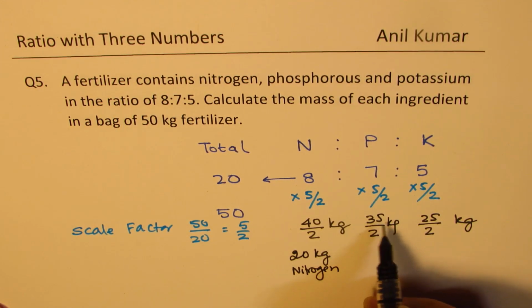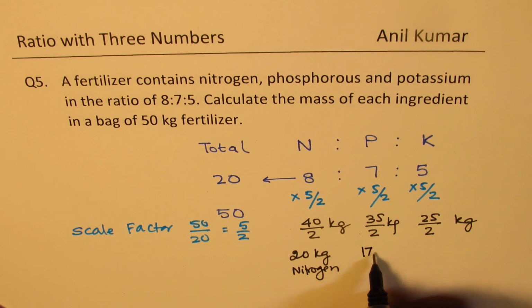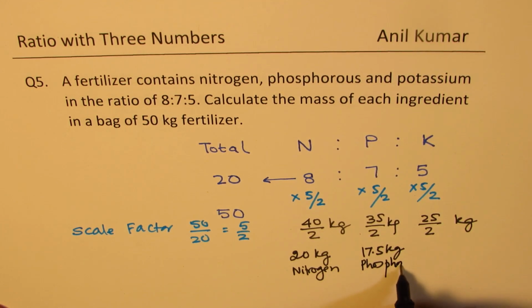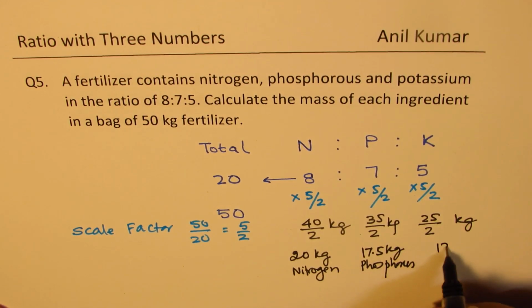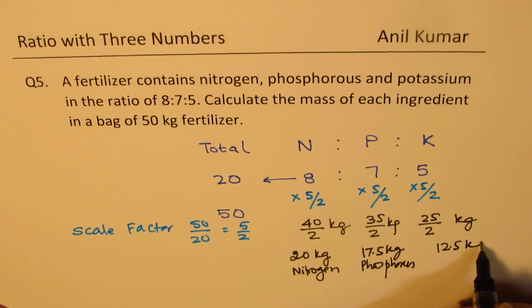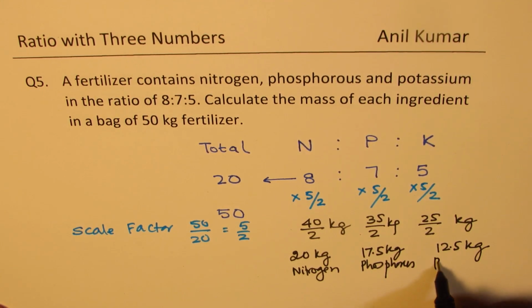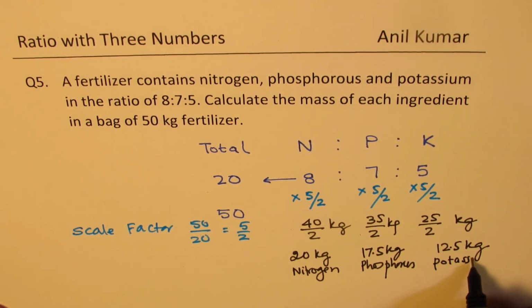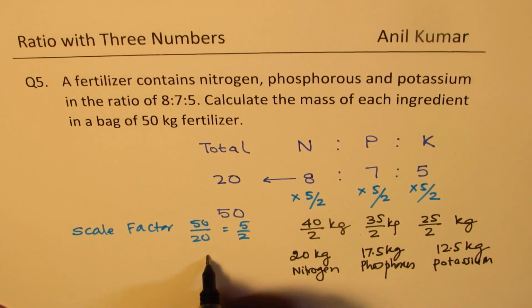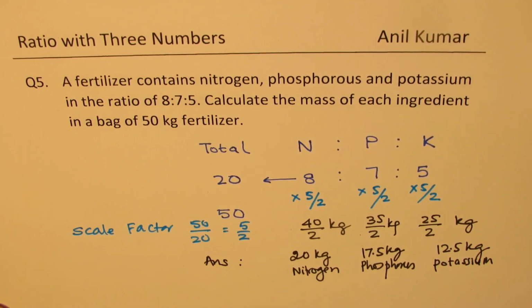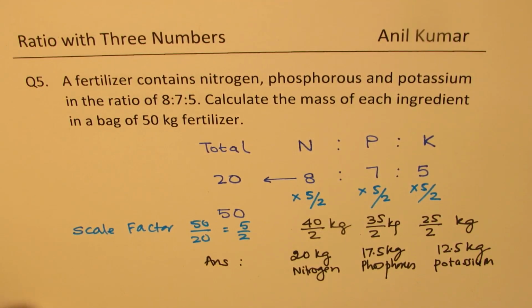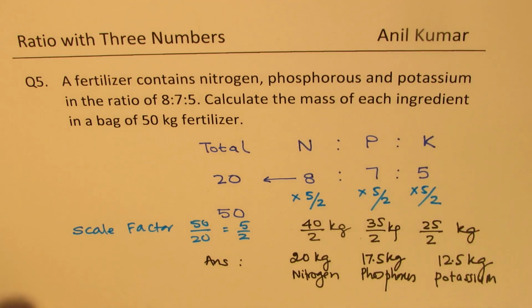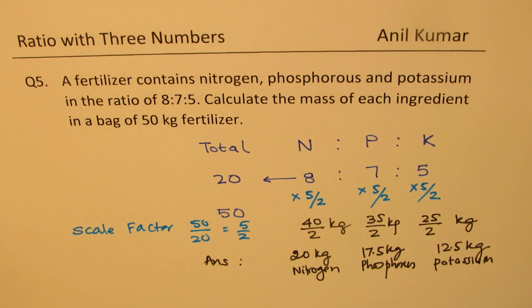Or we can say 20 kg for nitrogen, 17.5 kg of phosphorus and 12.5 kg of potassium. Is that clear? So that becomes our answer. I hope these steps are absolutely clear. So first thing, find the scale factor and then multiply by the scale factor to get your result.